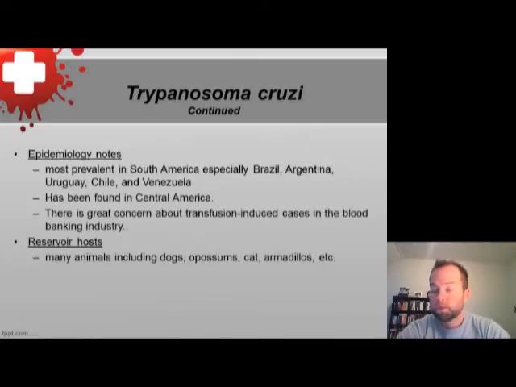Trypanosoma cruzi is most prevalent in South America, especially Brazil, Argentina, Uruguay, Chile, and Venezuela. Cases have been documented in states such as Texas and California, resulting in a concern for blood banking. Many animals can serve as reservoirs for Trypanosoma cruzi, with dogs, possums, cats, and armadillos carrying the parasite.